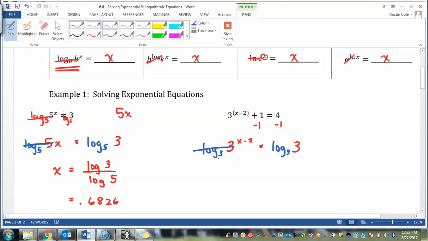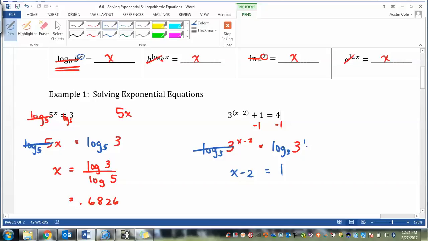So on the left side, those will cancel, and I get x minus 2. And on the right, what's log base 3 of 3? 3 to what power gets you 3? And the answer is 1. Up here, I said you're just left with whatever our exponent is, which is the case because my exponent here is 1, right? So I'm just left with that exponent.